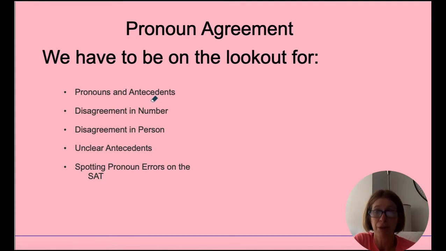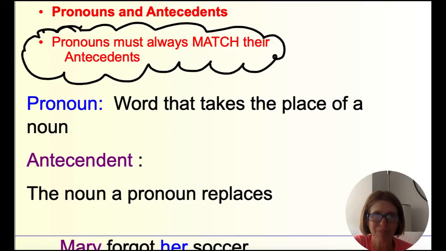When we're dealing with a pronoun question, we want to look for pronoun agreement, okay? First, you want to look out for pronouns, and if you have a pronoun, then you need to find its antecedent. We'll review that in a second. Once you know it's a pronoun question, you need to make sure that you don't have a disagreement in number, a disagreement in person, or unclear antecedents. We're going to look at ways that you can spot pronoun errors on the SAT. All right, so let's get started.